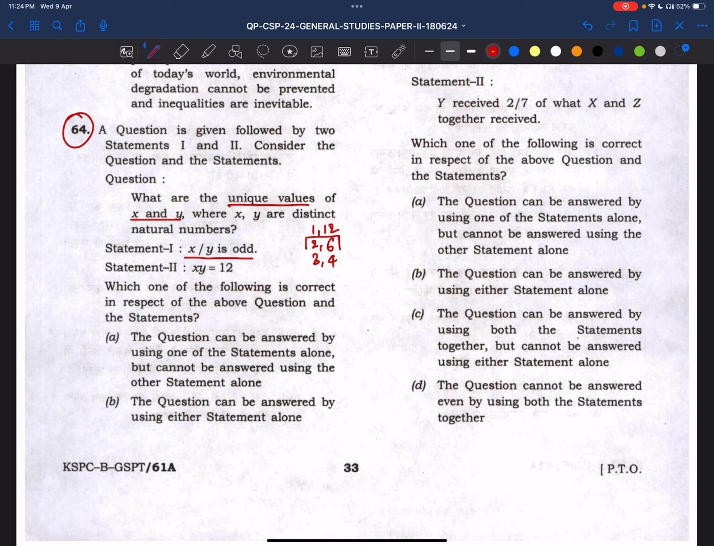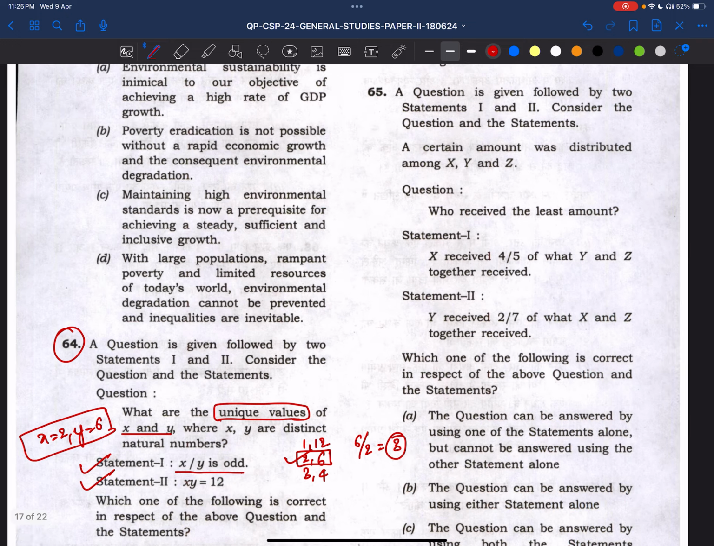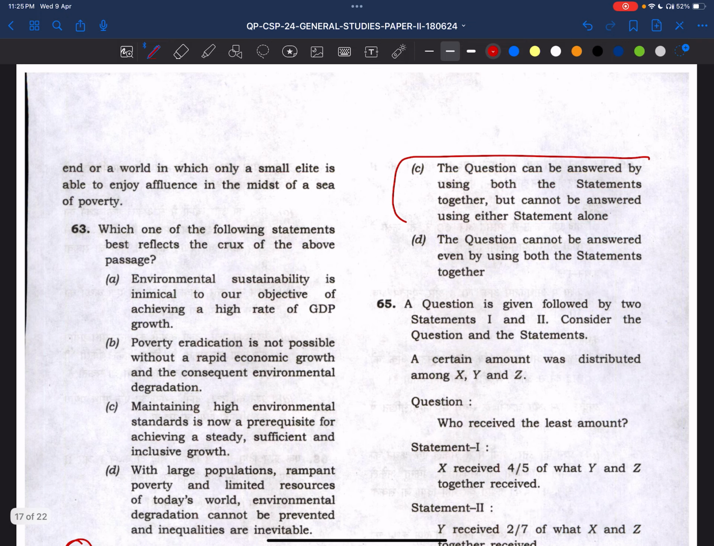If we take this set of values, 6 by 2 is 3. 12 by 1 will be 12, so it is even. And 4 by 3 is a fraction. So it's telling unique values, right? So unique values will be x is equal to 2 and y is equal to 6. This is the only possibility. So that means yes, we are getting the unique values by using statement number 1 and statement number 2. So the answer will be C. The question can be answered by using both the statements together, but cannot be answered using either statement alone.